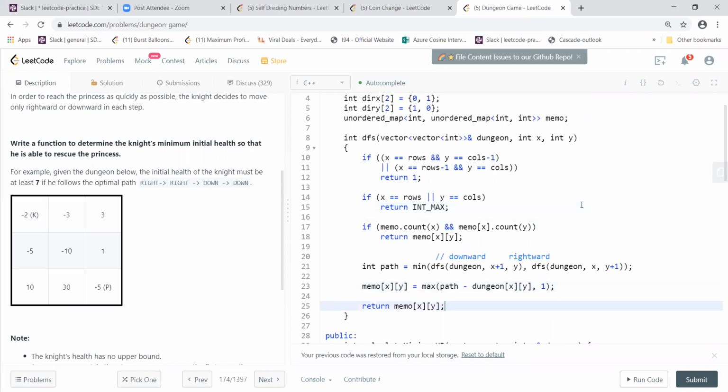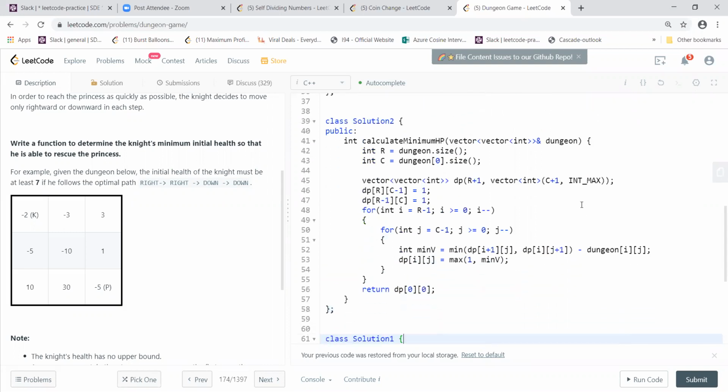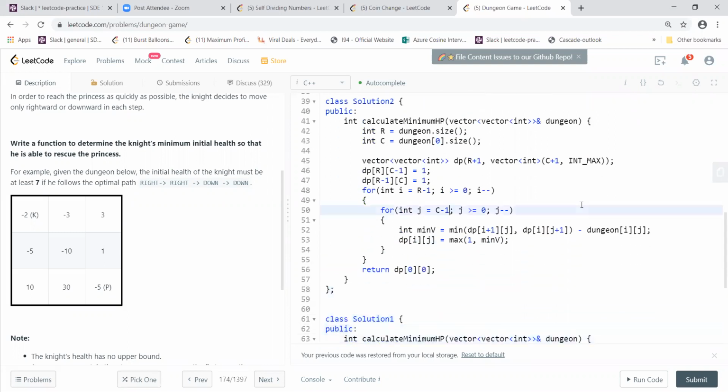And if you look at the bottoms up approach also, it is almost the same way. So we have this 2D array of rows and columns, and then we set every value to INT_MAX first. And then the last 2 values that I was discussing here are set to 1, because you need a 1 as a health point.